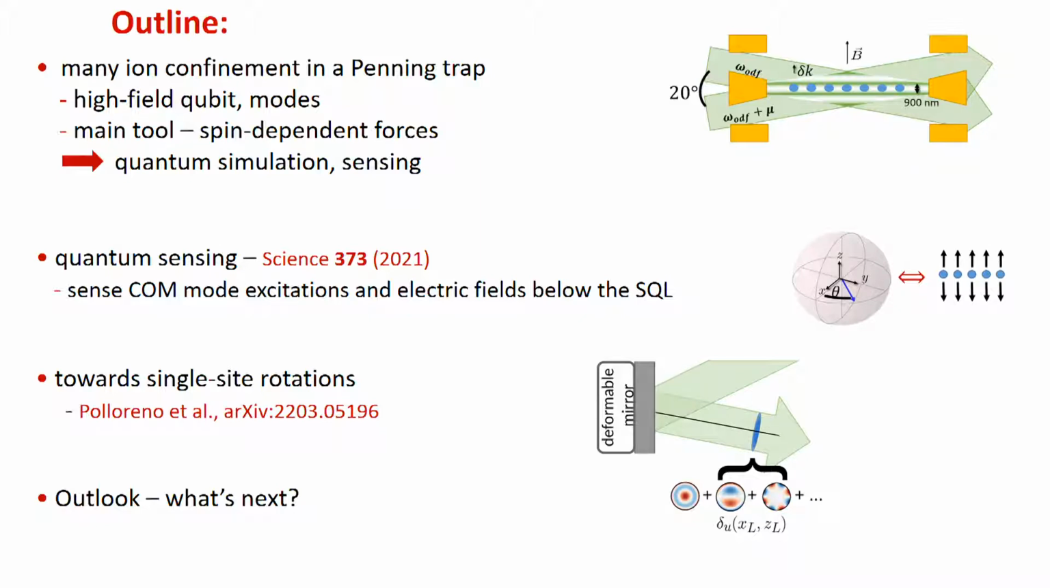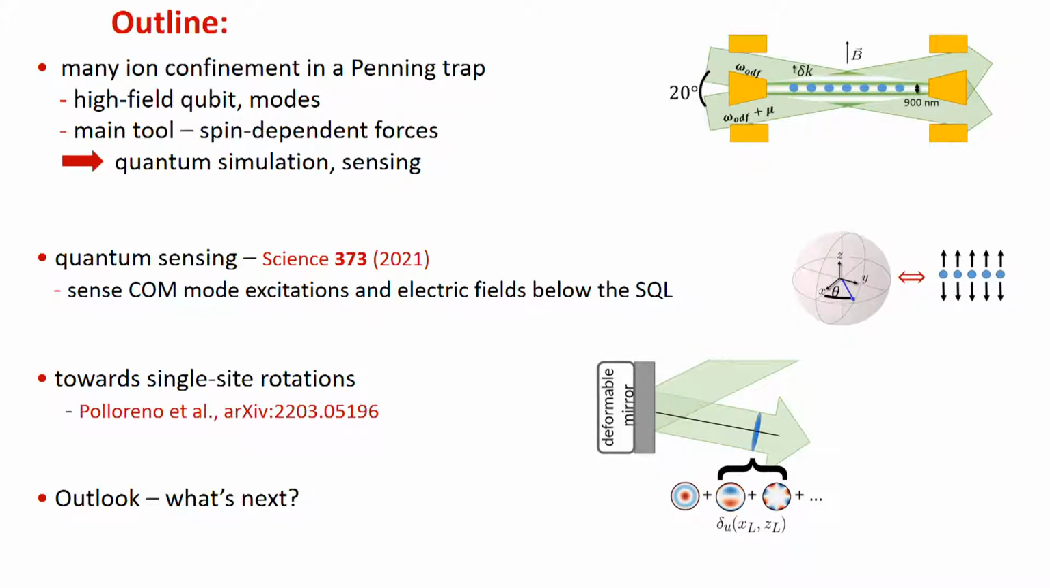With trapped ions, we have 2 degrees of freedom to play with. It's the qubit degree of freedom and the motional degree of freedom. I'll describe what those are in our high magnetic field trap, and then our main tool is a spin-dependent force, which enables quantum simulation and sensing experiments. I'll then describe this quantum sensing experiment. This experiment uses time reversal to sense below the standard quantum limit, and this theme of using time reversal to enhance metrology we'll also hear about tomorrow in a talk from Vladimir Vuletic. And if there's time, I'll talk about how we can introduce single-site rotations into this system.